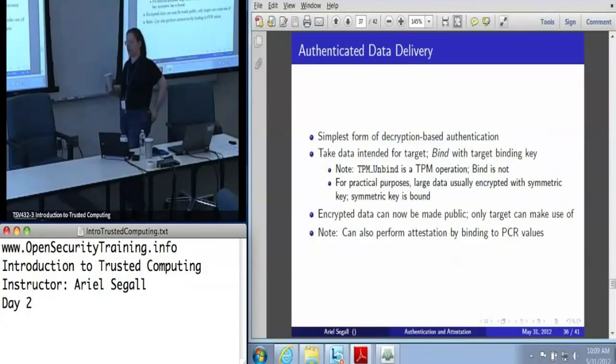There's two different encryption operations, which we're going to get to in the next talk, which are bind and seal. People get them confused all the time, including TPM experts. And seal will let you do PCR constraints, bind will not. Yep, gotcha.